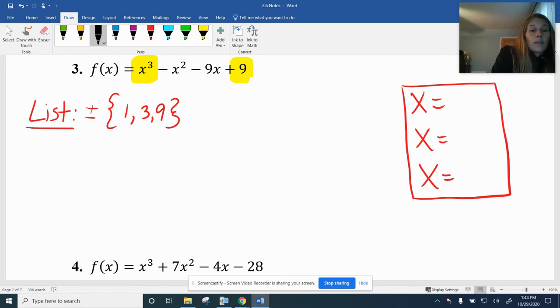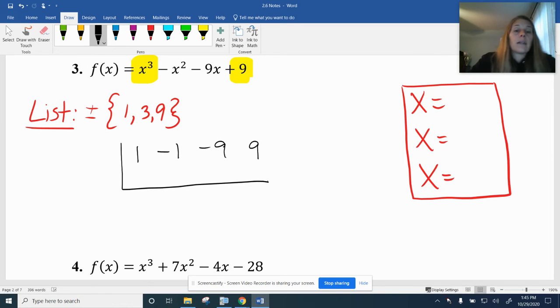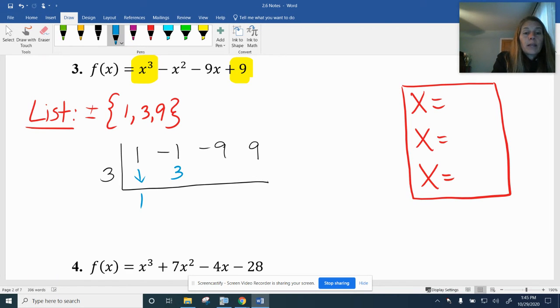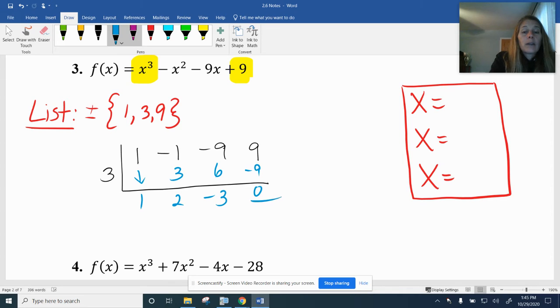So doing my synthetic division, I have a 1, a -1, a -9, and a +9. And I'm going to go ahead and pick 3. I'm going to try 3 for my first one. So bringing down the 1, times 3, adding those up, 3 times 2, adding those up, 3 times -3, and I got a remainder of 0 my first try that time. So I know one of my solutions is a 3.